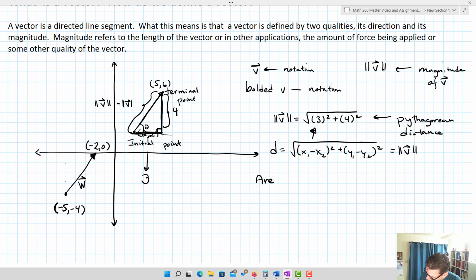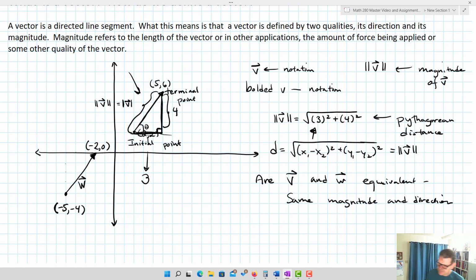And so our v, the first vector that we used here, and w, are they equivalent? That is, do they have the same magnitude and the same direction? So same magnitude, same direction. Okay? Now, what we'll do here is we'll look at it and say, okay, let's see. I'm going to first figure out the magnitude.